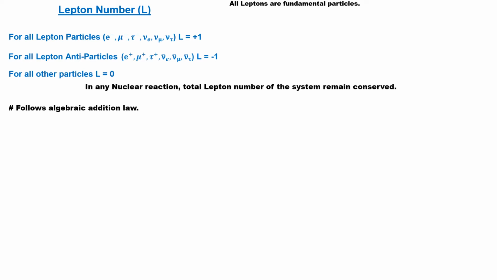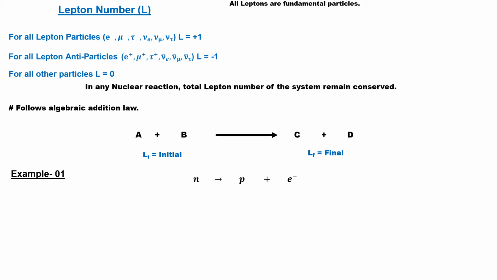So, if in a reaction, parent particles A and B interact and decay into two daughter particles C and D, then the total lepton number of the parent particles should be equal to the total lepton number of the daughter particles. The neutron is decaying into proton and electron. In this decay, proton and neutron are non-leptonic particles, so their lepton number will be 0, while electron is a lepton particle, so its lepton number will be +1. Since lepton number is not conserved in this reaction, this reaction is forbidden according to lepton number conservation.